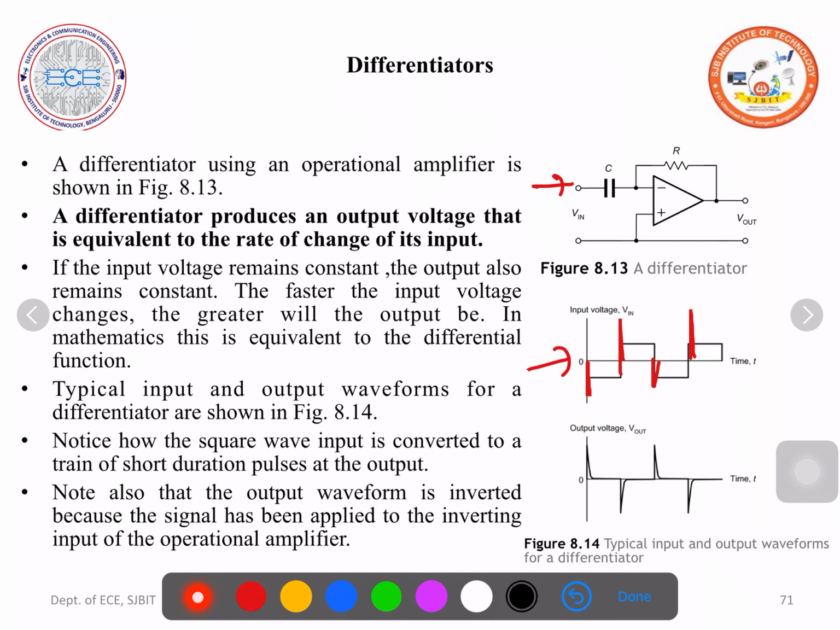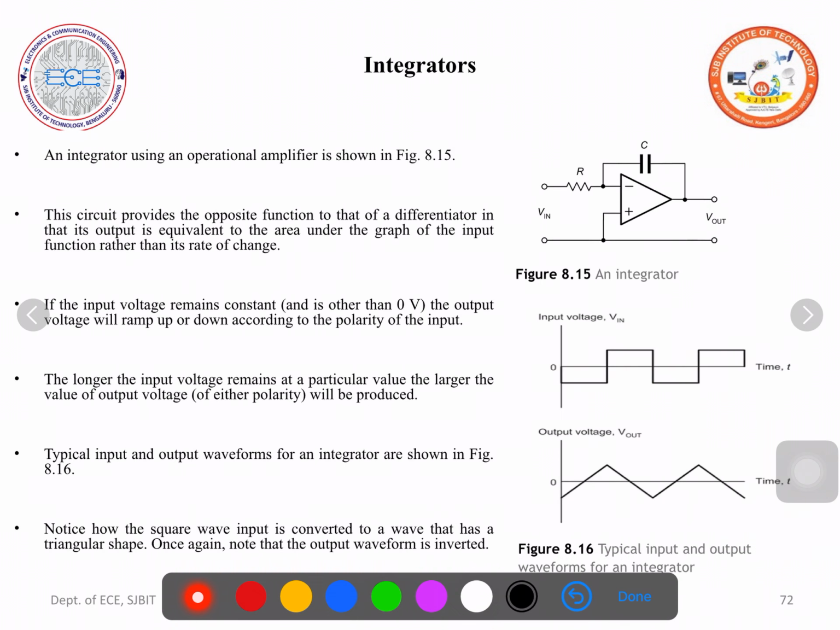But this input is applied to the inverting terminal, so the output here, where we had written a negative pulse, is a positive going pulse. Where we have written a positive pulse, you get a negative pulse, because it gets inverted. You will get a train of pulses. Notice how the square wave input is converted to a train of short duration pulses at the output. So you should remember the output is inverted. I hope you have understood.